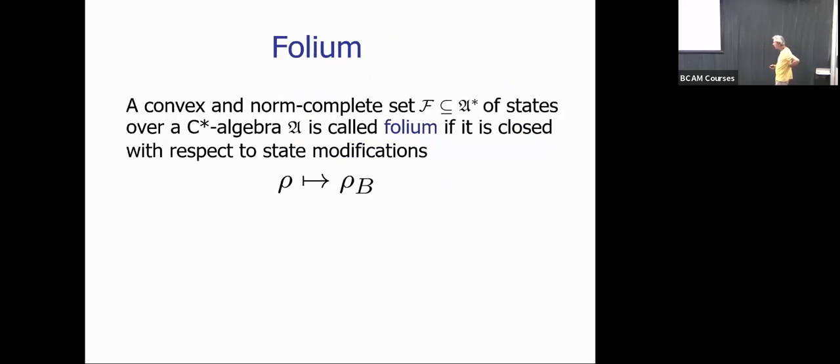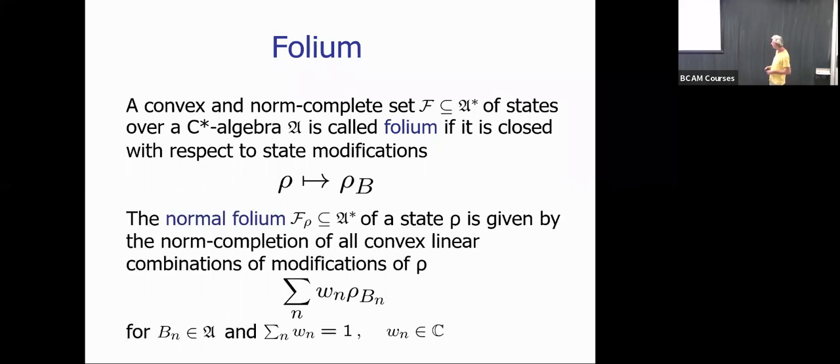And now we can further restrict the state space from the set of positive normalized states in the dual space of the algebra to all the states that can be generated by this kind of conditionalization, by modification. And this set, so actually a convex and norm-complete set of states over a C-star algebra, is called a folium if it is closed with respect to state modifications. So all the states that can be generated out of one single state lie within the folium of this given state. And then additionally, we talk about the normal folium of a state, and this is given by the norm completion of all convex linear combinations of modifications of the given state.